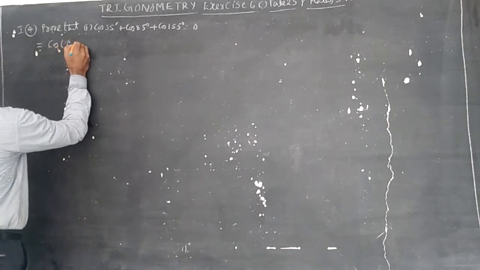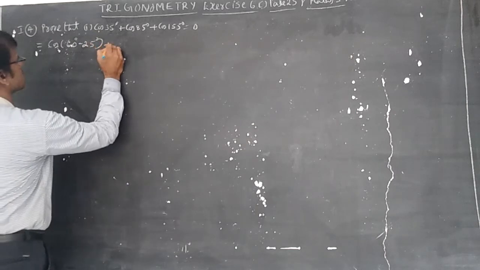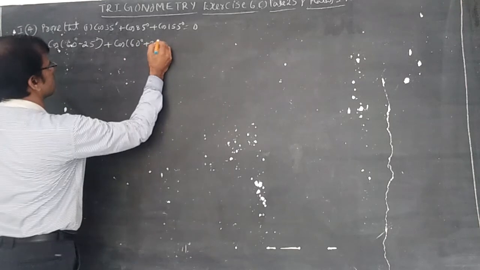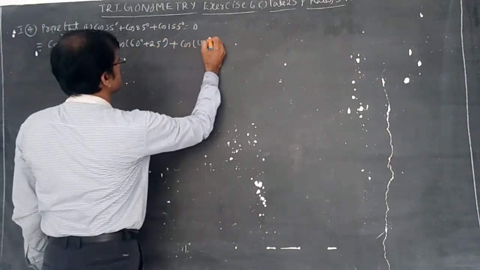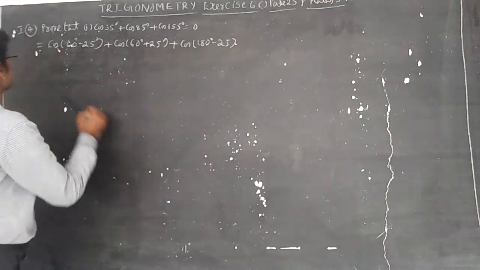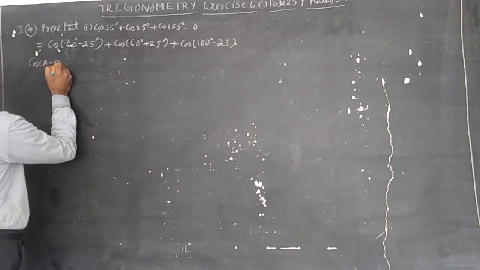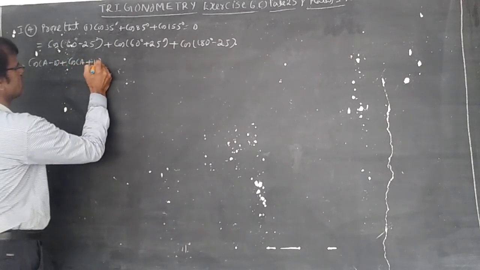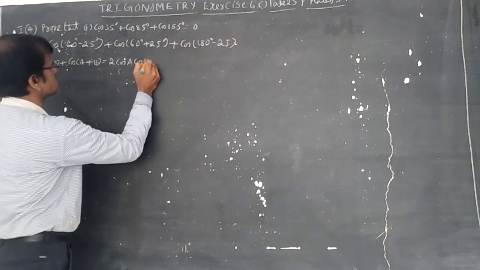This you write as cos(60 minus 25) plus cos(60 plus 25) plus cos(180 minus 25). This is LHS. Let us remember the transformation formula: cos(A minus B) plus cos(A plus B) is equal to 2 cos A cos B.